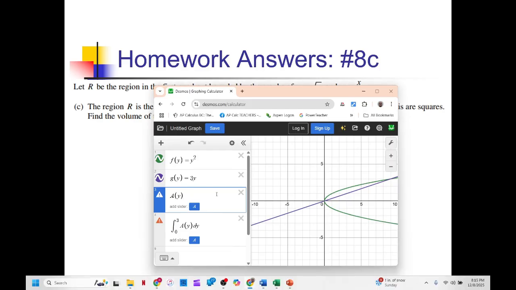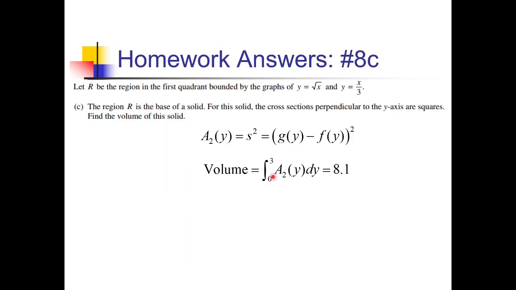Going back to the calculator, let me put my area formula as parentheses g of y minus f of y, and then close that and square it. And now my integral is giving me an answer of 8.1. So that'll be the volume of that solid.